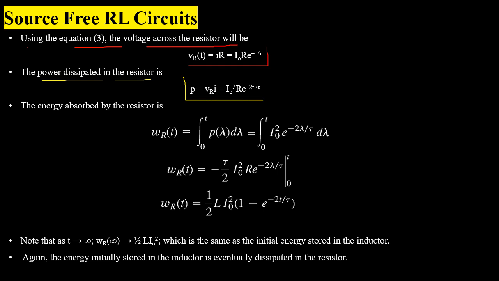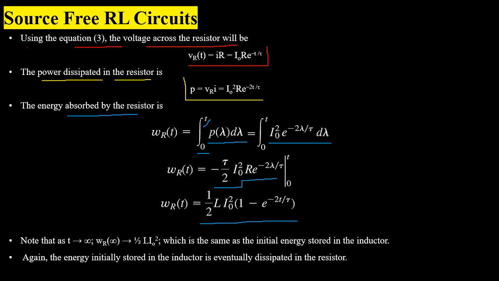Now assume that at time t equal to 0, the circuit was disconnected from an independent DC source, so the energy absorbed by the resistor from time t equals 0 to present time t will be the integral of power, and for integral purposes, the integral variable is changed from time to lambda. Now substituting the value of power and taking out the constants from the integration, we will have energy of half L I naught square times 1 minus exponential power minus 2t divided by tau.